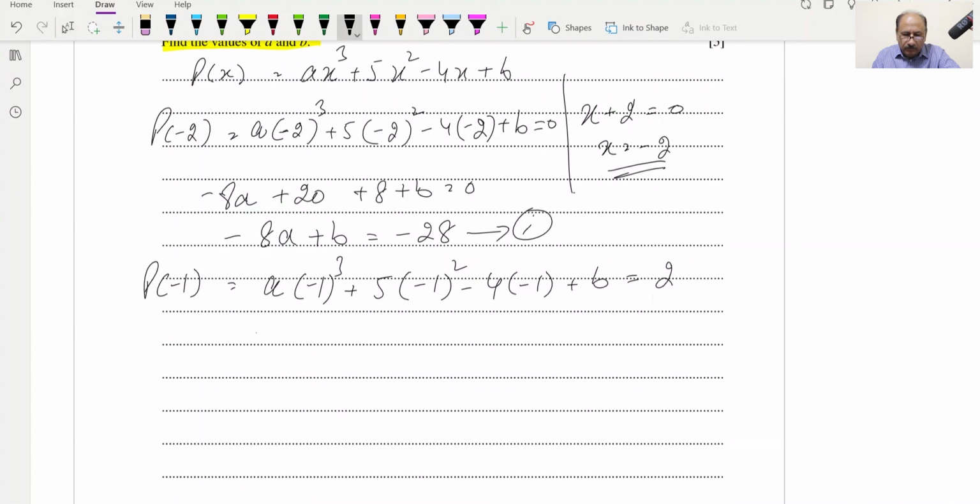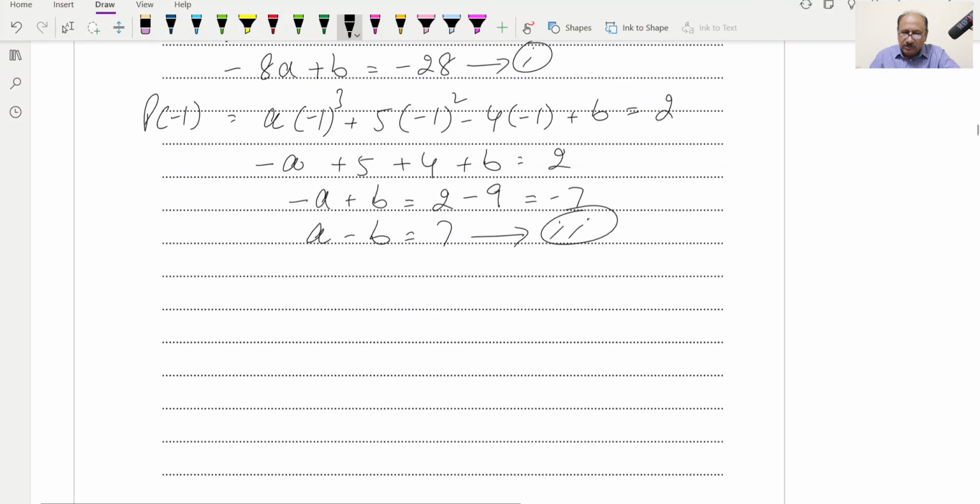Now we can simplify. Minus 1 cubed will be minus 1, so minus a, and minus 1 squared will be 1, so plus 5, and minus into minus is plus, so plus 4, and plus b is equal to 2. So this equation we can rewrite as minus a plus b is equal to 2 minus 9, which is equal to minus 7. We can change the sign of the equation, so we can write a minus b is equal to 7, and this will be our equation 2.